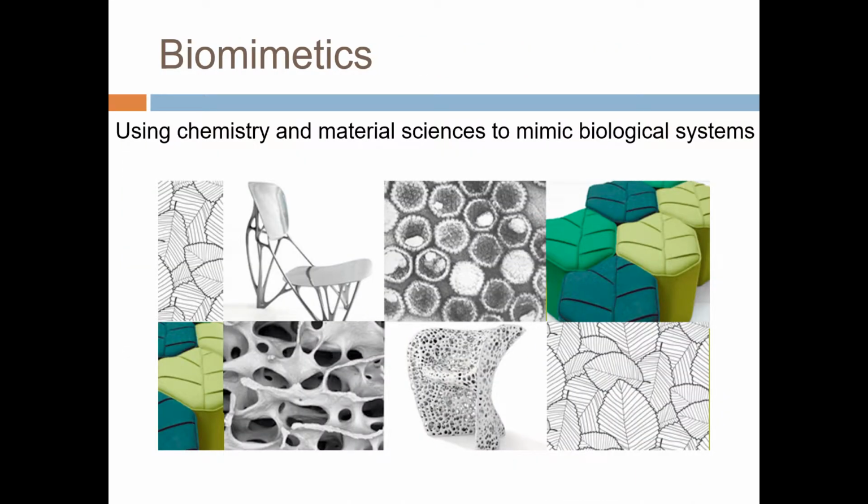Biomimetics is using chemistry and material sciences to mimic biological systems. The general logic being nature has an advantage of billions of years of evolution over us. Nature has solved a lot of problems with this process of evolution. So why not look at nature and get some inspiration as to some of the structural solutions that nature got and try to mimic them for our own advantage.